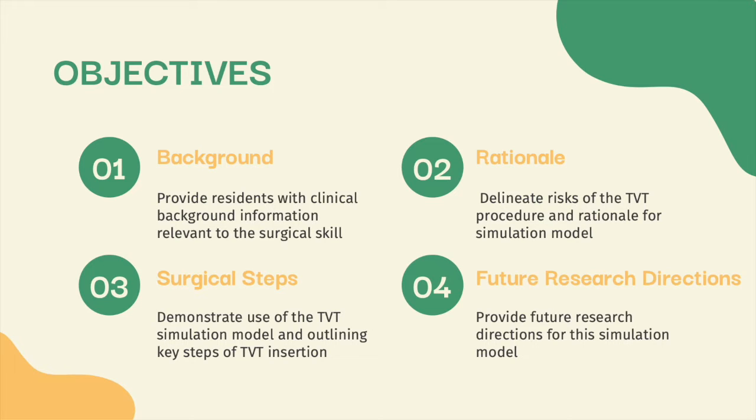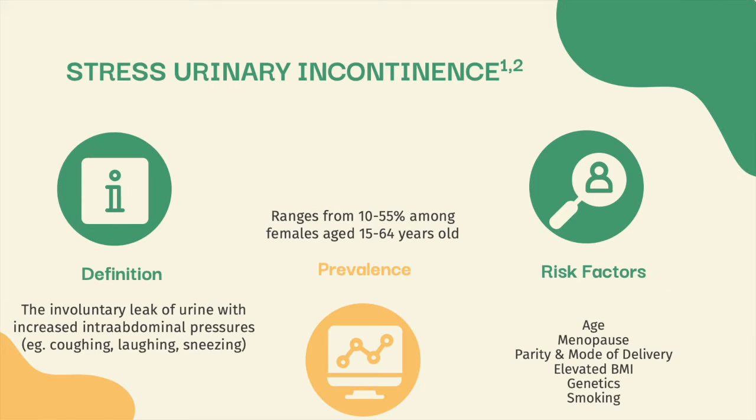We will demonstrate the use of the TVT simulation model in a teaching video directed for OBGYN residents as a part of our future research study. Stress urinary incontinence is the involuntary leak of urine with increased intra-abdominal pressures, such as when coughing, laughing, or sneezing. Prevalence estimates range between 10 to 55% among females aged 15 to 64 years old.